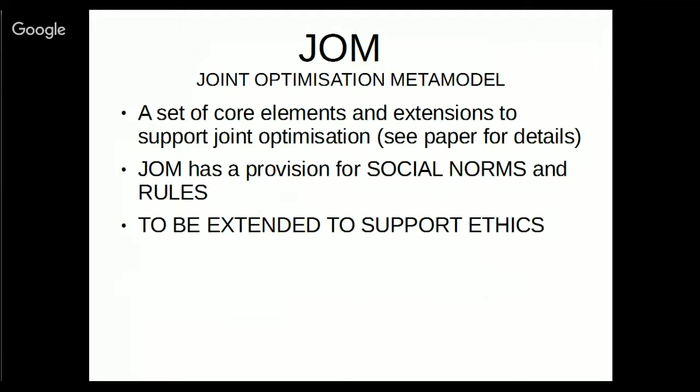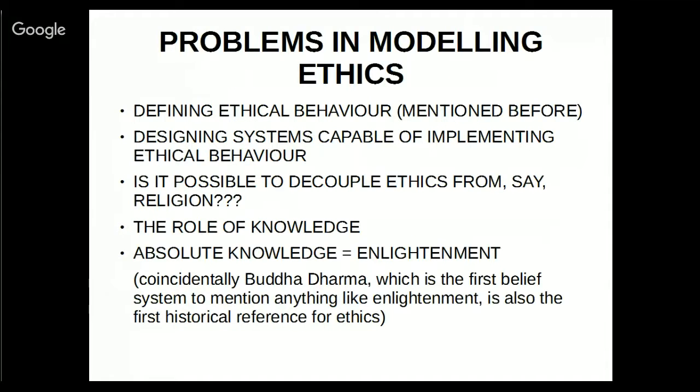What I'm proposing here, and I consider it a novel approach and my contribution, is that a joint optimization meta model, or reference model, could be extended to support ethics, the design of ethics. In there is at the moment already some provision for modeling social norms and social rules, and I think that maybe work to be done there. Next slide, problems in modeling ethics.